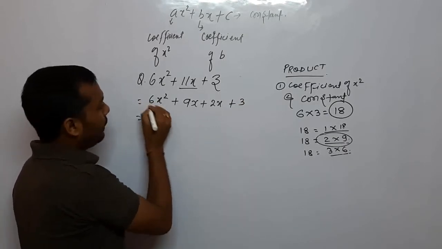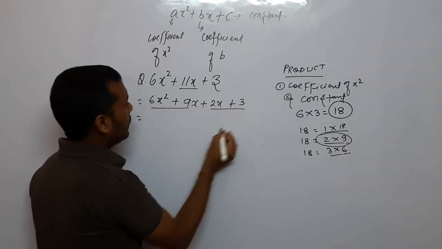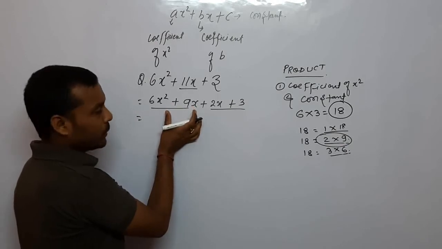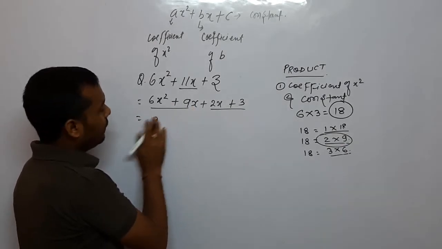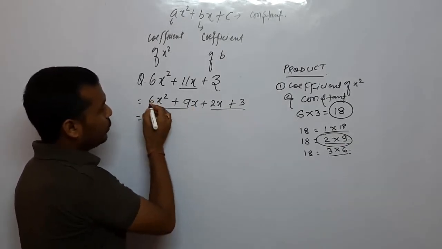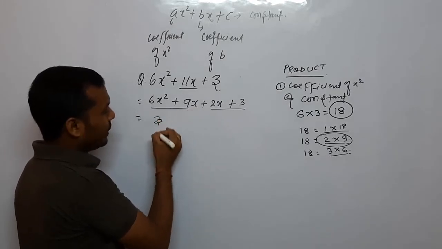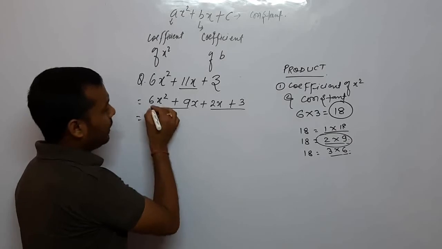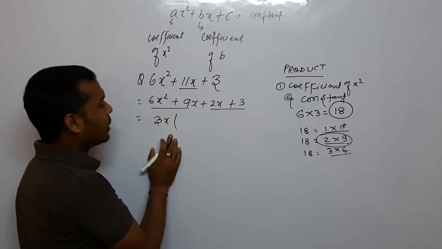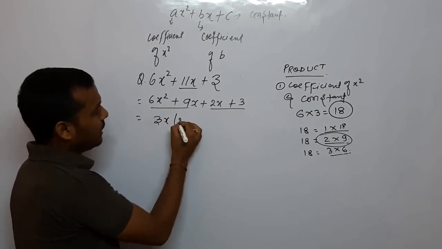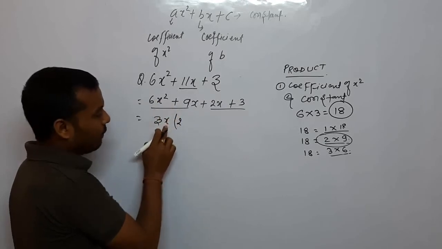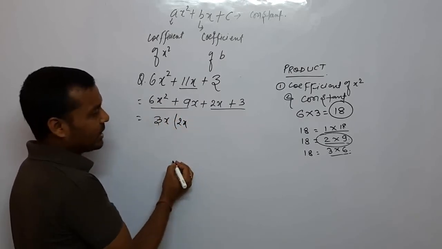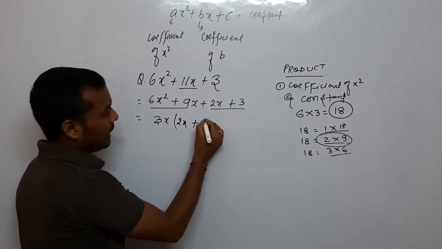Now again, what can we do? Take the common factor from two consecutive terms. You have 3 as 3 times 6, 3 times 9. So you can take 3 as common. And here you also have x common. So you have taken 3 and x common. So 3, 2 times 6, it's x square. You have taken x common here. You will remain with x itself. And 3 times 9.